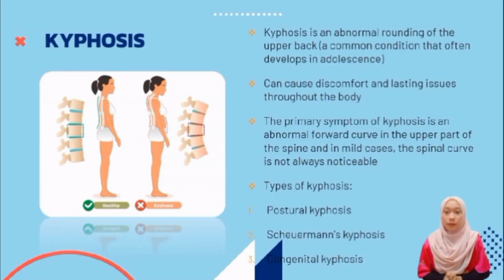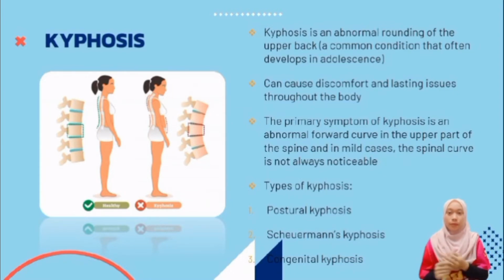Okay, kyphosis is known as an abnormal rounding of the upper back, and it is a common condition that often develops for adolescents and also young teenagers. Okay, the kyphosis can cause discomfort and lasting issues throughout the body.